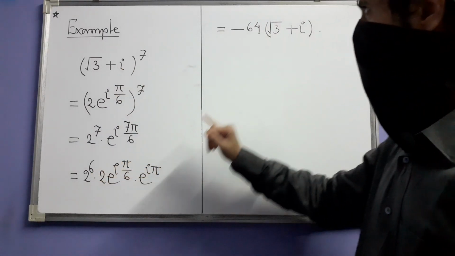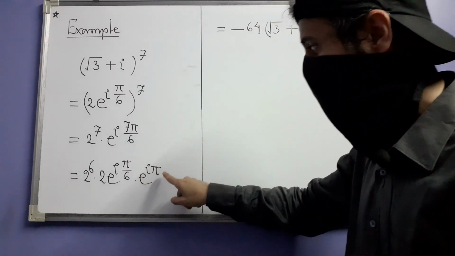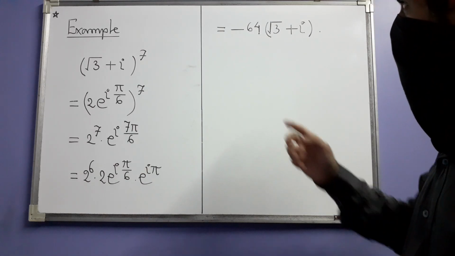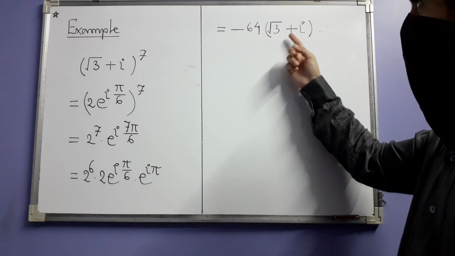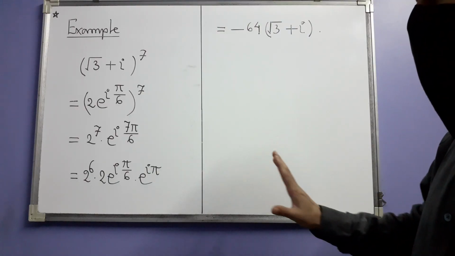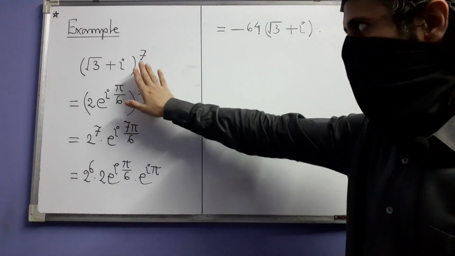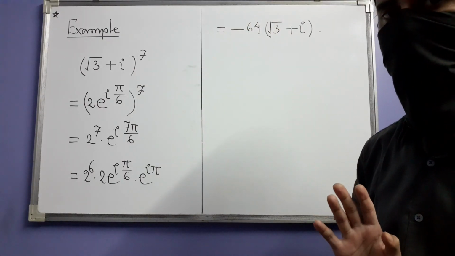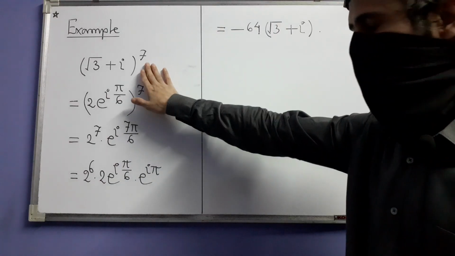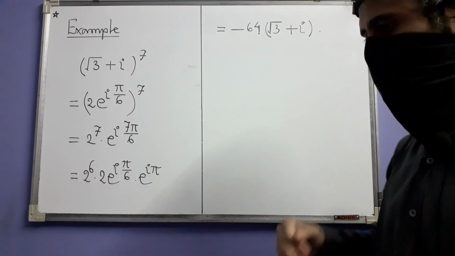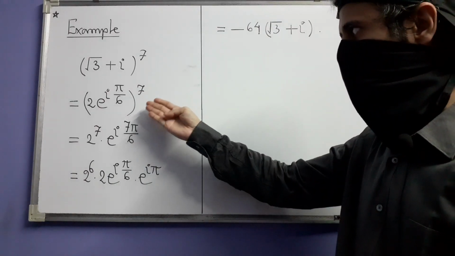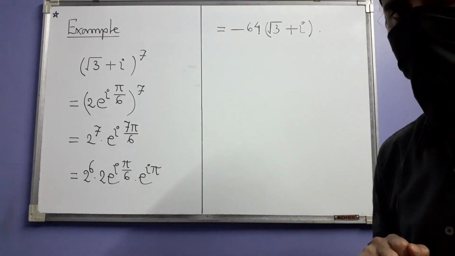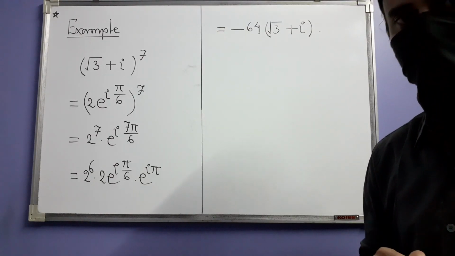Now the 6th power of 2 is 64, and this e to the power I pi is minus 1, because cos pi plus I sin pi. So you get minus 64 times root 3 plus I. Of course, you can understand that this example has been cherry picked to show that you can get it quite easily. Not every power can be found like this, but you get the point that sometimes the exponential form, along with its properties, helps us immensely in simplifying calculations involving complex numbers.